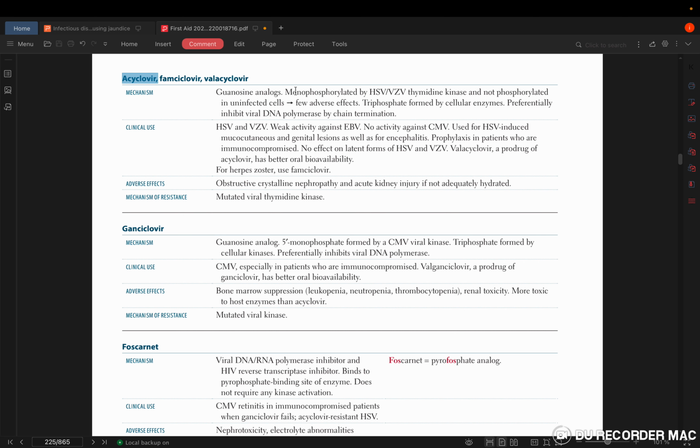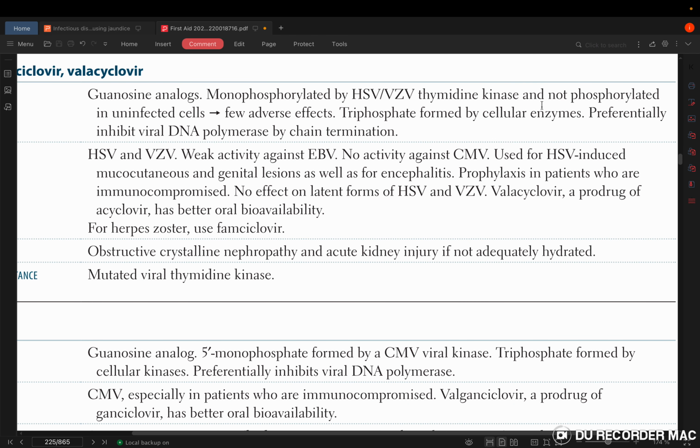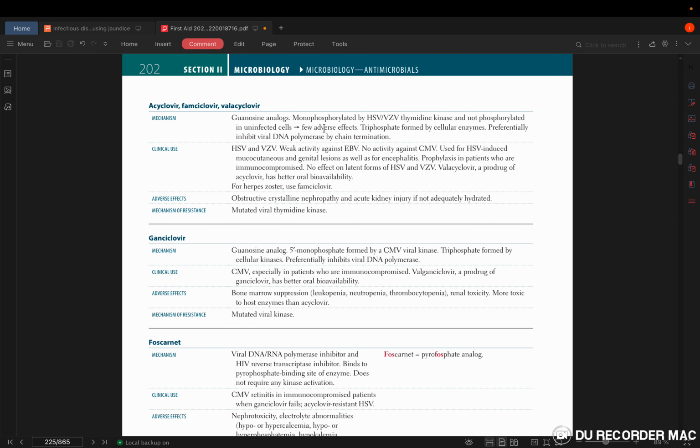So it's a guanosine analog, monophosphorylated by the HSV or the VZV thymidine kinase and not phosphorylated in uninfected cells, which means few side effects. So only the infected cells are going to phosphorylate it, the non-infected cells are not going to phosphorylate it, so it's a win-win type of situation. It will only work in the virally infected cells.